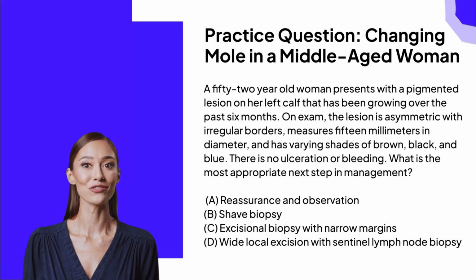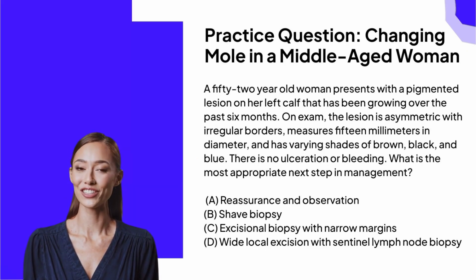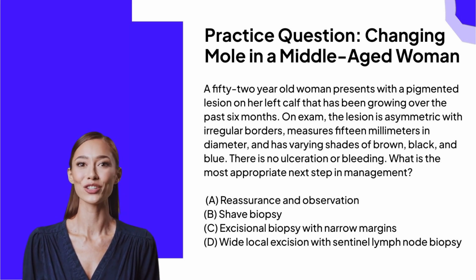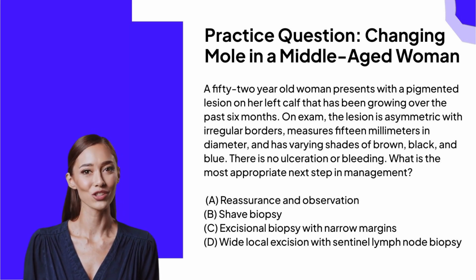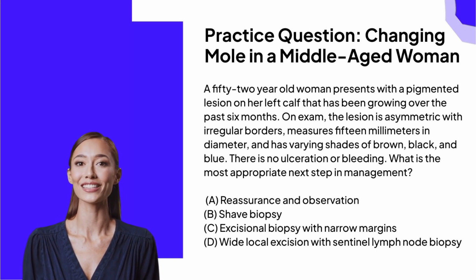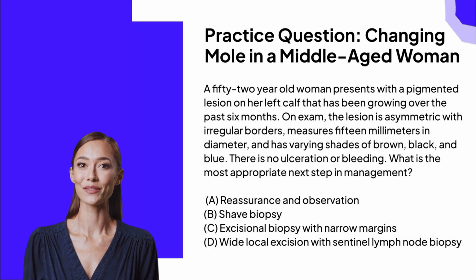Let us work through our first practice question. A 52-year-old woman presents with a pigmented lesion on her left calf that has been growing over the past 6 months. On exam, the lesion is asymmetric with irregular borders, measures 15 millimeters in diameter, and has varying shades of brown, black, and blue. There is no ulceration or bleeding. What is the most appropriate next step in management? Take a moment to think about this before we walk through the answer on the next slide.